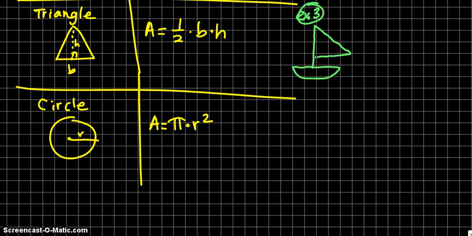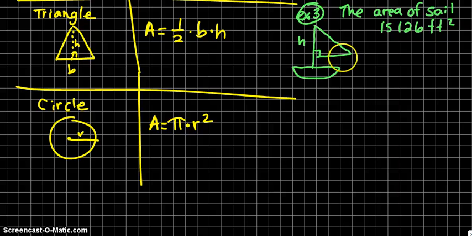So our first example, I have actually a little sailboat here. And my sail is a triangle. I know that the area of the sail is 126 feet squared, and I know that the height of the sail I don't know actually. I'll just say height. I mean sail, not scale. And then the base of the sail is 12 feet, and that was given to us. So given, area is 126 feet squared, height is h, we're trying to find it, base is 12.